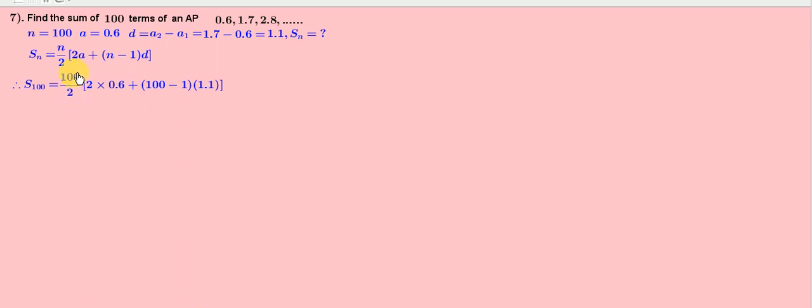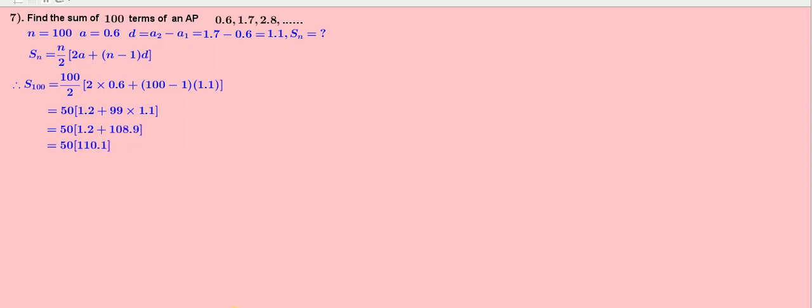2 divides 100 by 50 times. Therefore, S100 is equal to 50 into 1.2 plus 99 into 1.1, because product of 0.6 and 2 is 1.2. 100 minus 1 is 99. Therefore, S100 is equal to 50 into 1.2 plus 108.9. 99 into 1.1 is equal to 108.9.